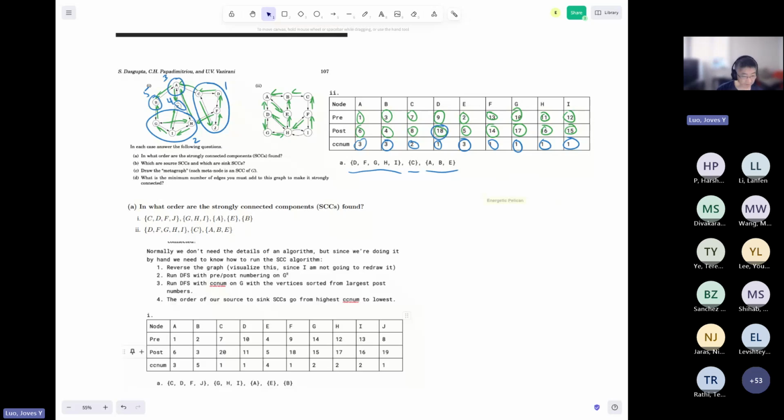All right. Moving on to the next part. So I did part A for both. Which are the source SCCs? Which are the sink SCCs?